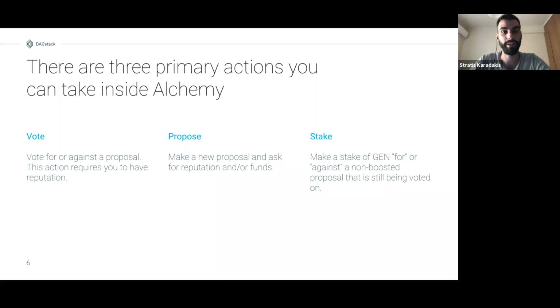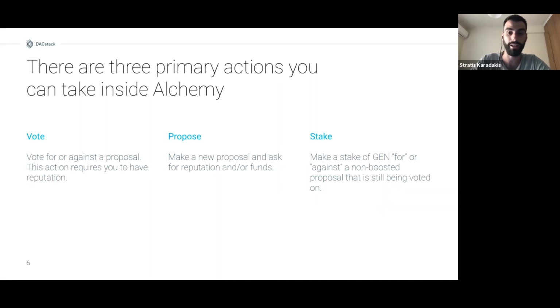Now, there are three primary actions that you can take inside Alchemy. The first one is that you can vote, and you can vote for or against the proposal. This action requires you to have reputation. You can think of reputation as voting power. You can also propose something new to the DAO, a new project, and as a reward for delivering the work that is outlined in the proposal, you can get reputation, and also you can get funds from it. This is where the budgeting aspect comes into play.